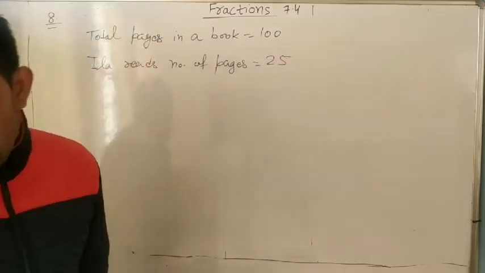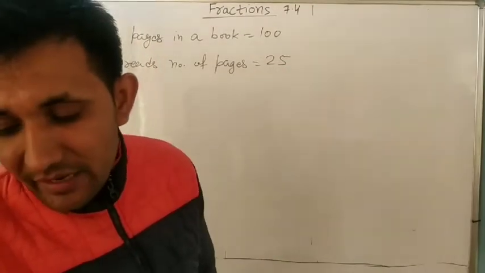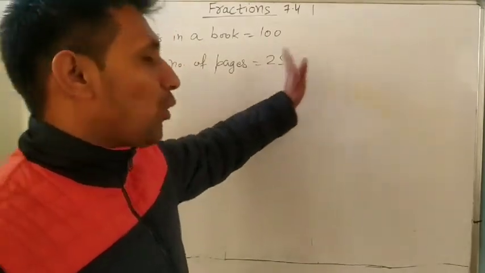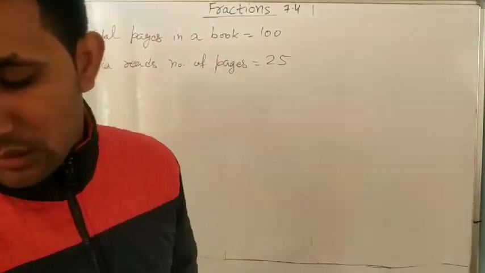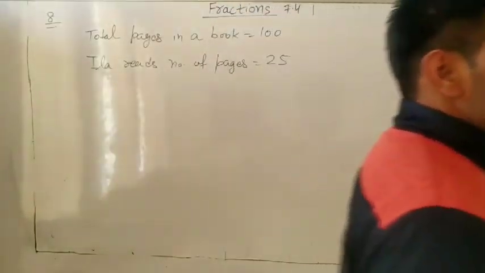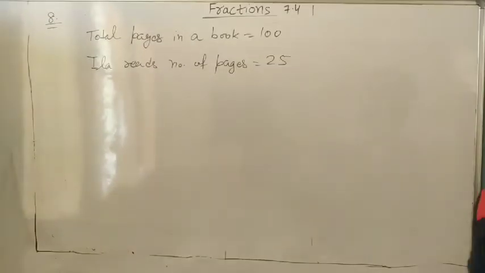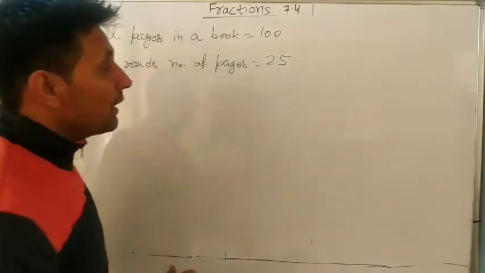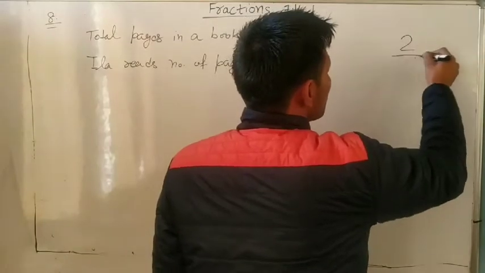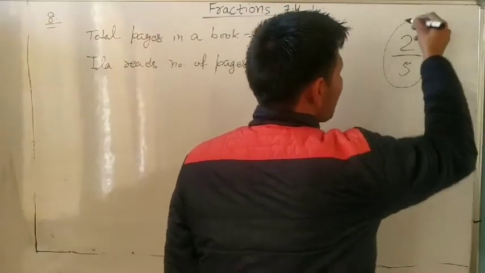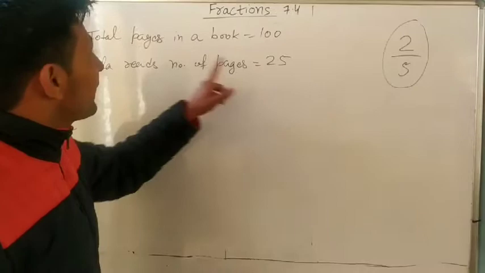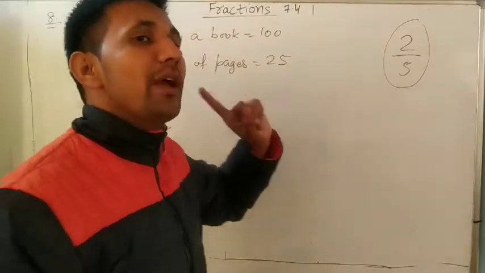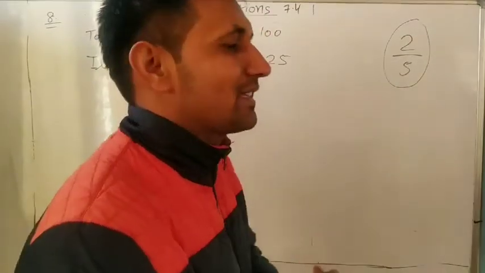25. So we have to find, and Lalita read 2 upon 5 of the same book. The book is the same, it means both are reading the same book. Who read less? So how can you find who read less and who read more? First we have to find its fraction, because Lalita is reading 2 upon 5. It is a fraction. But here Ela read 25 pages. So it is a number.